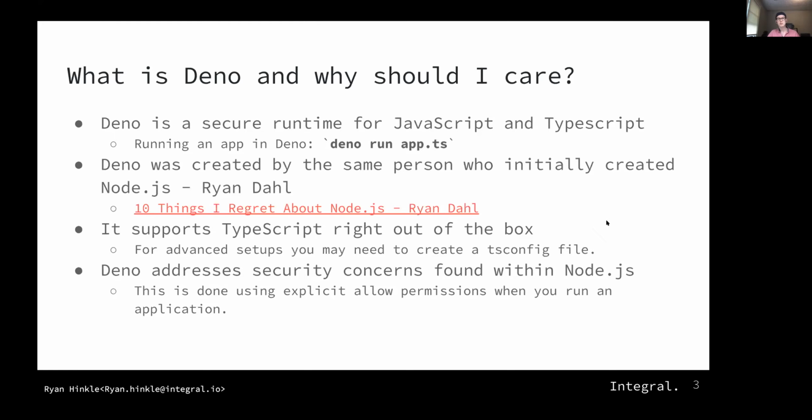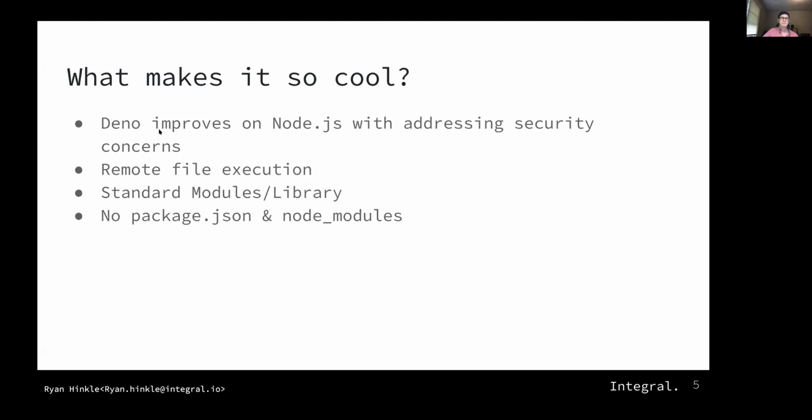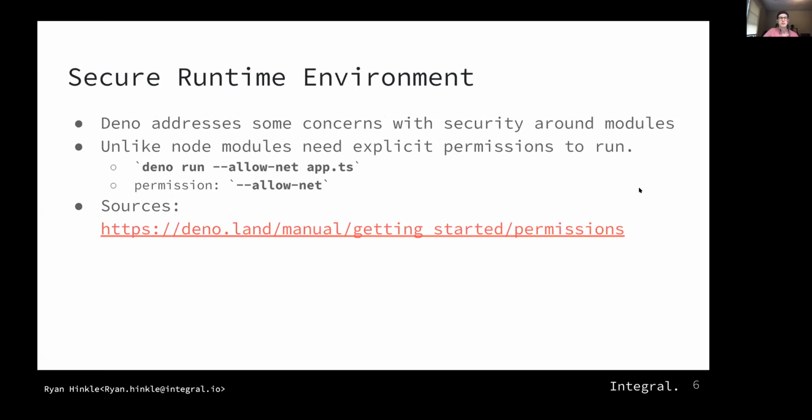So diving a little bit deeper into what makes it so cool. We'll dive in here. These are some other reasons for learning more. Deno improves on Node.js by addressing security concerns. Then we also have remote file execution. So this is pretty neat, and we can talk more about that. And then the standard library and modules. And then there is no package.json or node_modules. So let's dive into each of those topics.